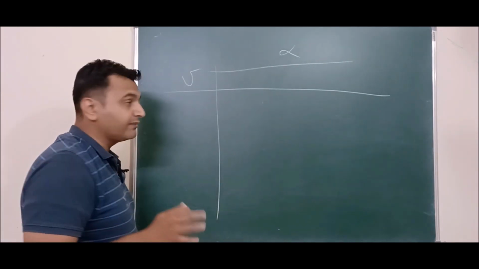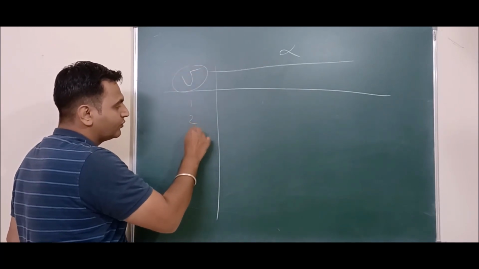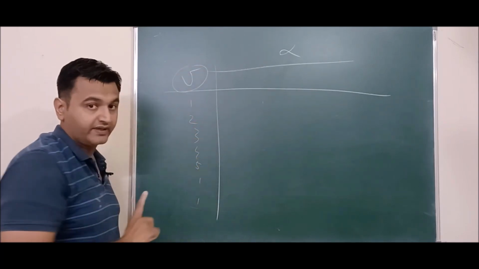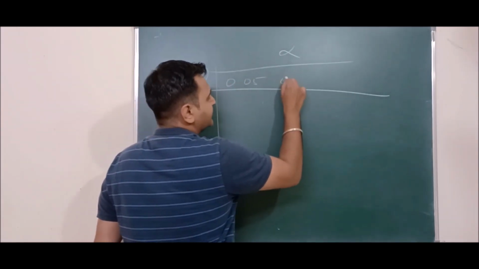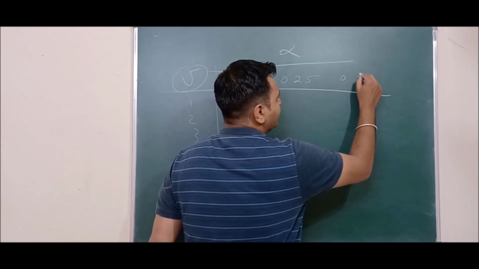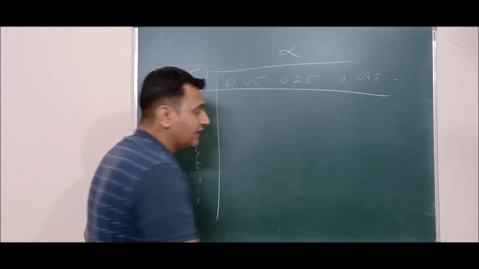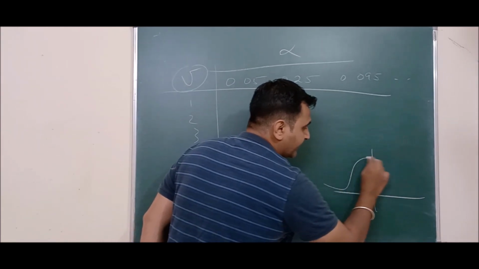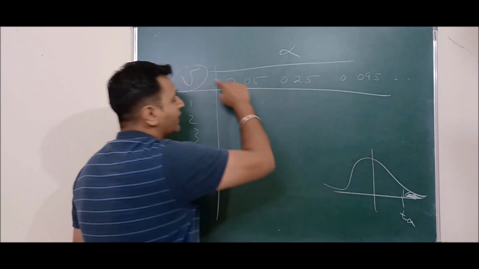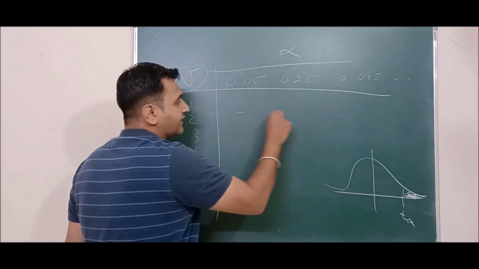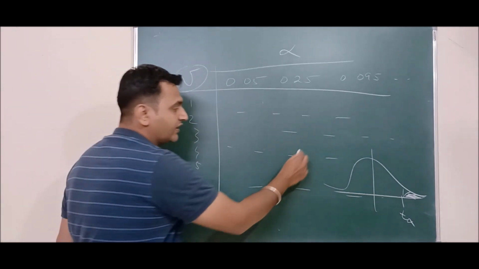Now when you open the table, the extreme left will consist of the degrees of freedom: 1, 2, 3, 4, 5. And here you will have the values of alpha, say 0.05, 0.25, 0.095, and so on. These are the values of alpha. What is alpha? Alpha is nothing but the area towards the right. So here you have the alpha values, and the entries in the table will give you the t values.